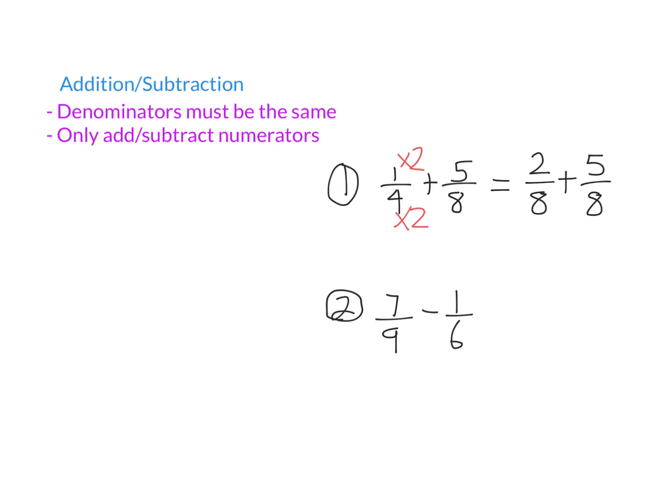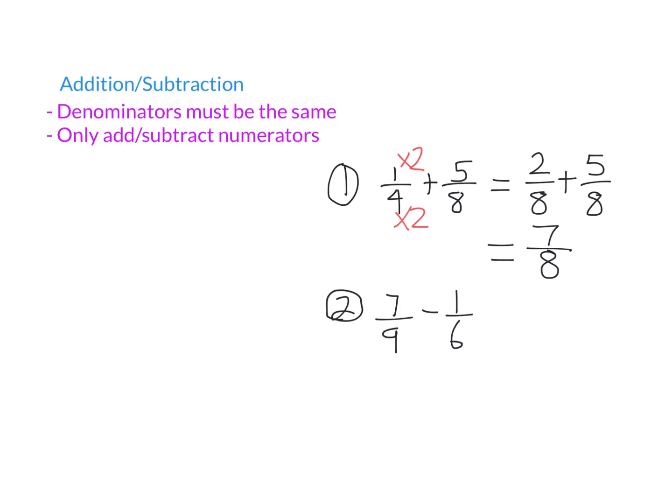They're the same thing. But now I've written this sum in a way that the two fractions have the same denominator. So when that happens, you only add or subtract the numerators. So I go 2 plus 5 is 7, and I leave the denominator alone. So my final answer is 7/8.